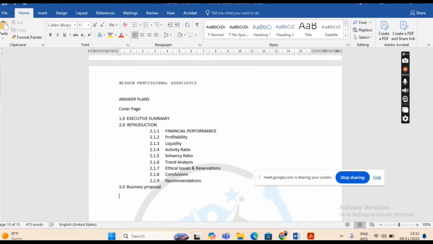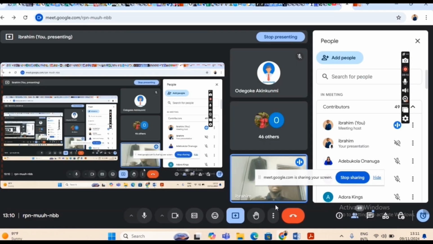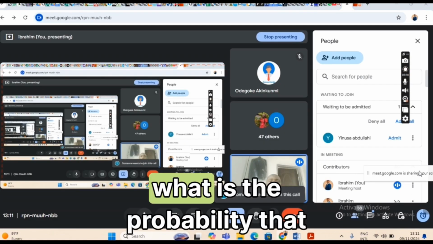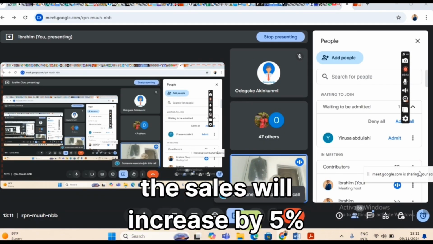Then after that, surely you will have your ethical issues and some assumptions. You really have assumptions in requirement 2 because when they tell you about a sales forecast, you say sales will increase by 5%. So what is the probability that the sales will increase by 5%?